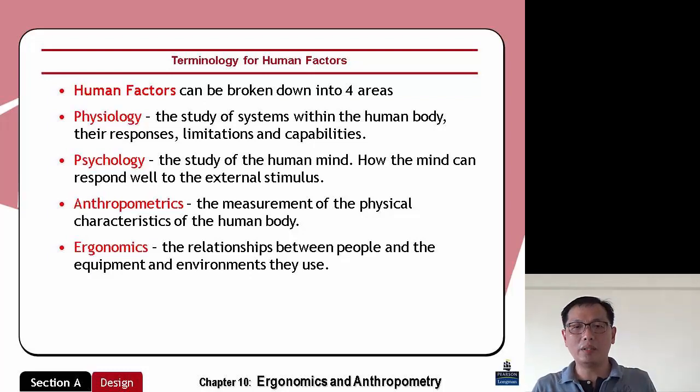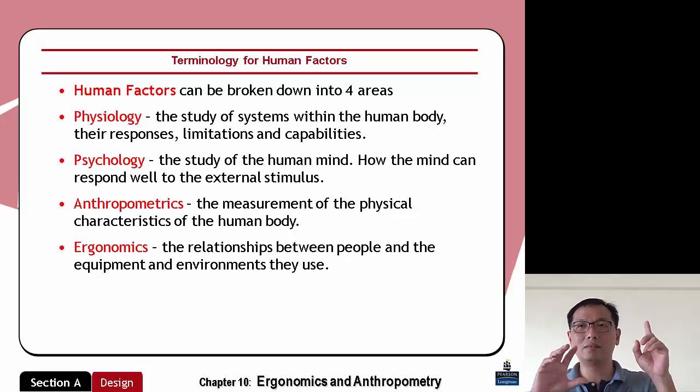Physiologically, you talk about the human body, the human size, their responses, capabilities and limitations. Psychologically, you talk about the mind, how the mind responds to external stimulus. If an arrow is going up, it doesn't automatically mean that if I turn a knob, the value will keep going up. You cannot turn the knob and expect the value to go down when the arrow is pointing up. Things like this train your mind how to respond. Anthropometry is the physical measure, the dimensions of your body. And ergonomics is the relation between the environment and the user.